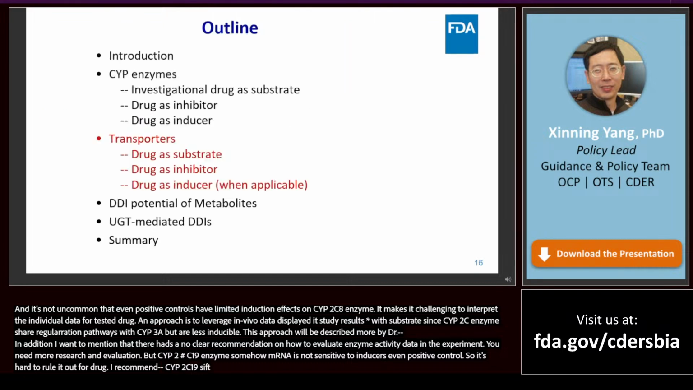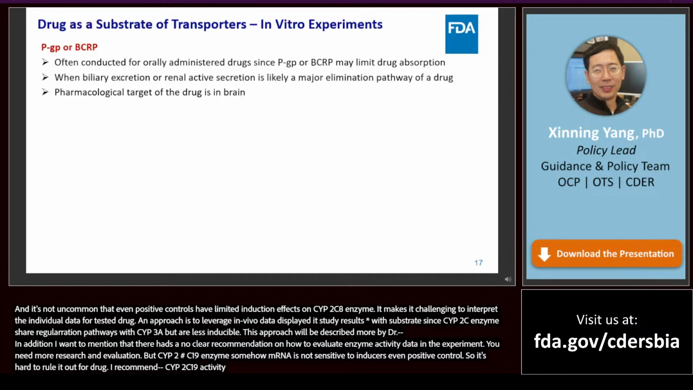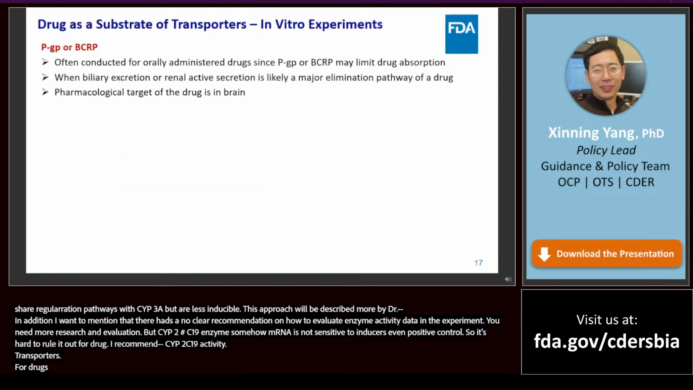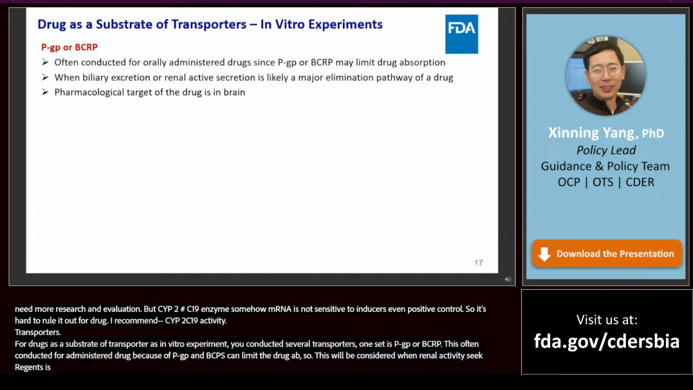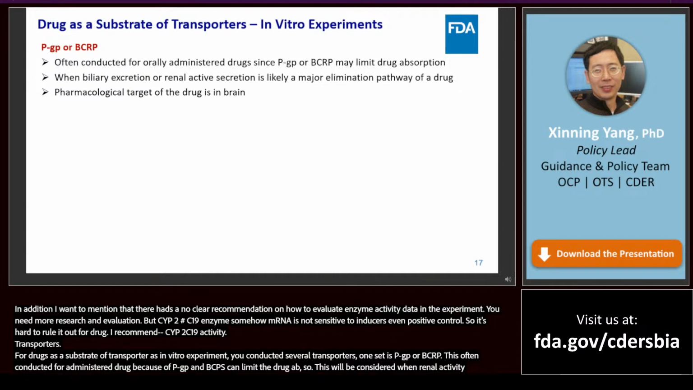So now let's switch gears to transporters. For drugs that are substrates of transporters, in vitro experiments are usually conducted for several transporters. One set is P-gp or BCRP, both of which are efflux transporters. These are often conducted for orally administered drugs because P-gp or BCRP can limit drug absorption. This will also be considered when biliary excretion or renal active secretion is likely a major elimination pathway of a drug, because P-gp or BCRP can mediate biliary excretion or renal active secretion.